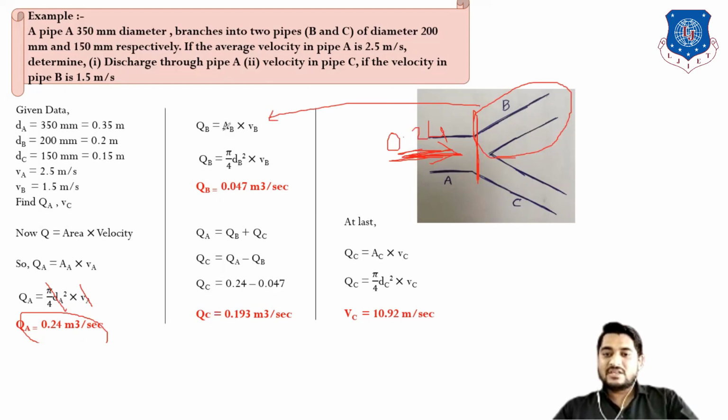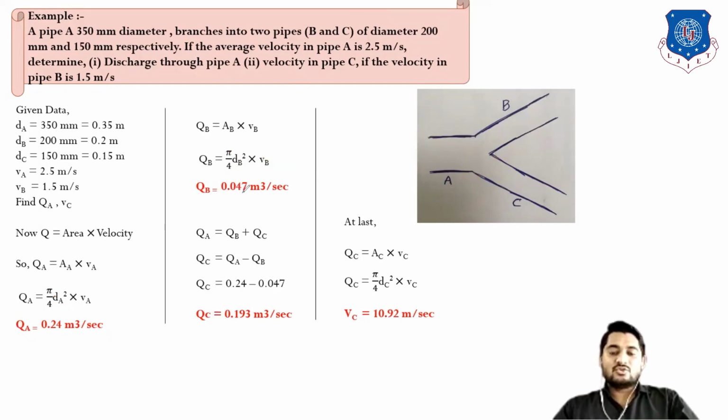For segment B, discharge is equal to area into velocity. So QB is equal to pi by 4 d square into velocity of B. Here the diameter is given and the velocity of B is given, so we can find the discharge in this section also, right? So remember, QA and QB are now available. Here Q of A is 0.24. Clear? From this 0.24, 0.047 discharge will go in pipe number B.